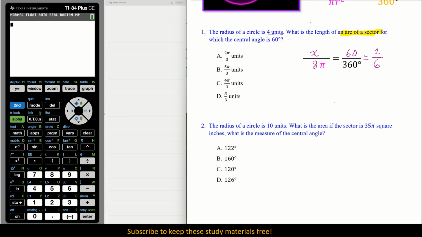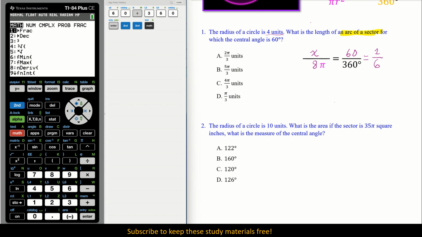But just in case the numbers get dicey, remember, your calculator will give you that. So we have 60 divided by 360, push enter, then push math, and then enter. See how it says answer fraction? You're changing it to a fraction, so push enter. And it is 1/6. Now we have a way to quickly solve the proportion.